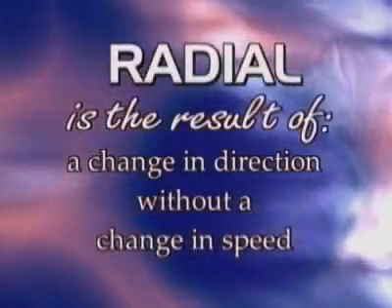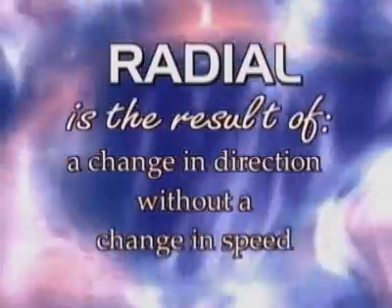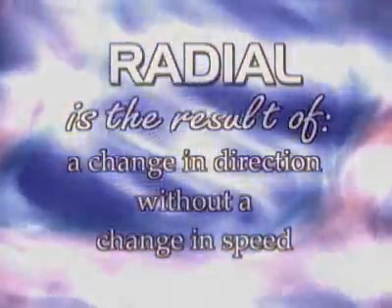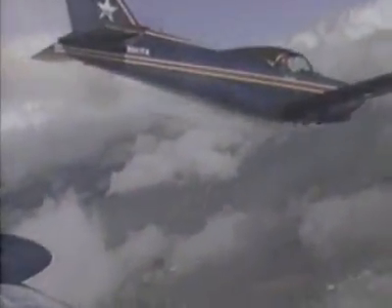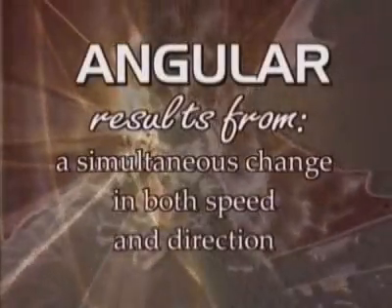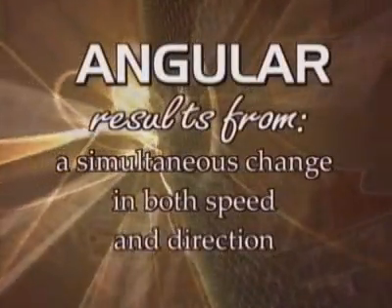Radial or centrifugal acceleration is the result of a change in direction without a change in speed. An example of this type of acceleration is when a pilot performs a sharp turn, pulls out of a dive, or pushes over into a dive. Radial acceleration becomes most relevant to pilots because of the adverse effects it has on the human body. Angular acceleration results from a simultaneous change in both speed and direction. This kind of acceleration takes place during a tight spin.